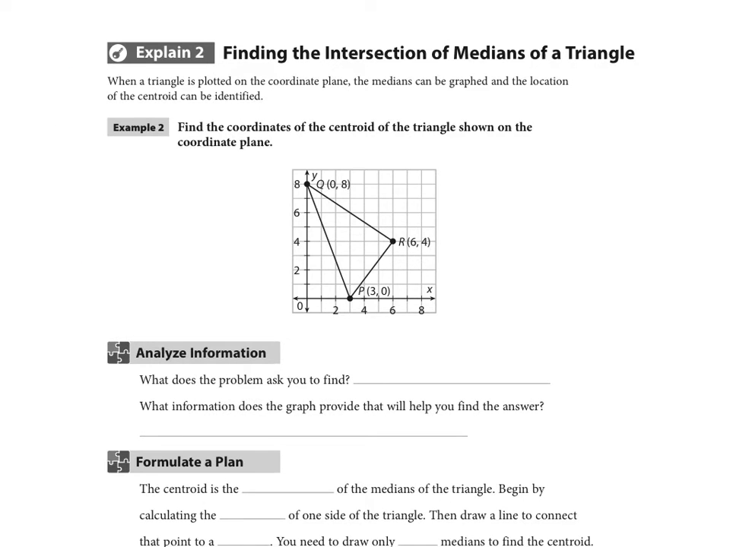Okay, moving on to page 385 and explain 2. We're going to be finding the intersection of the medians of a triangle when it's on the coordinate plane. So you can see the points that you're given here, Q, R, and P, and what the problem is asking you to find is the centroid. And what information does the graph provide that's going to help you find the answer? It gives you the coordinates of the vertices, and so the centroid is the intersection of the medians of the triangle.